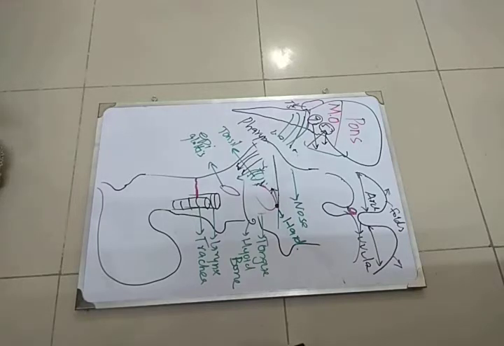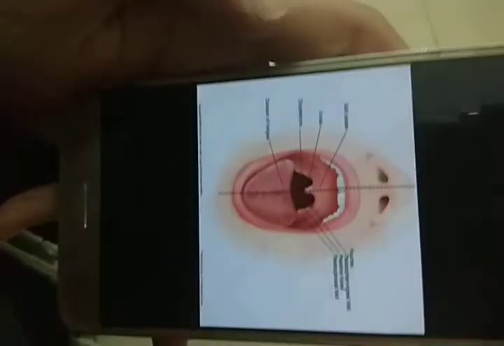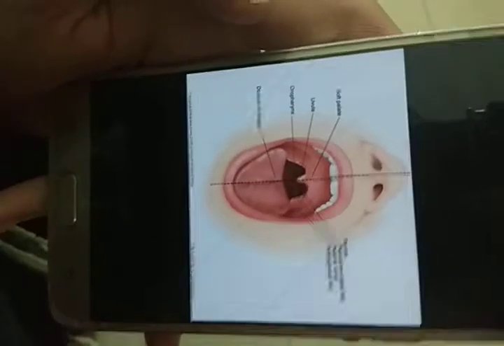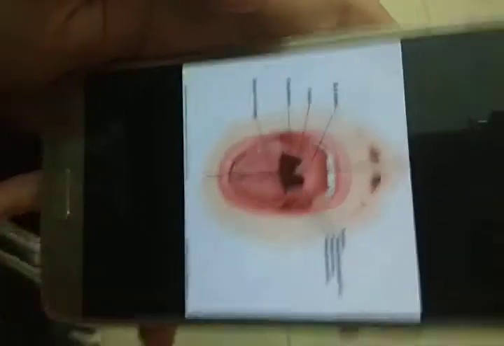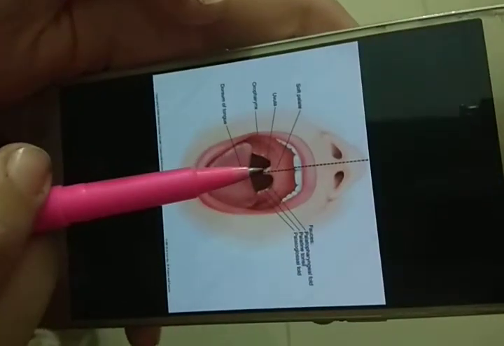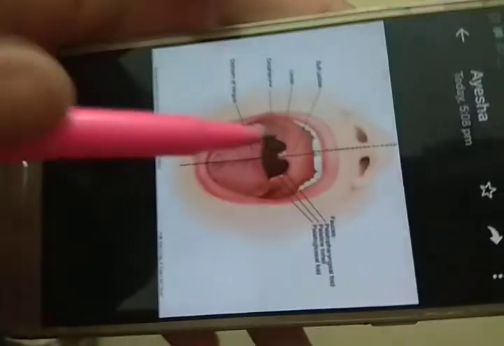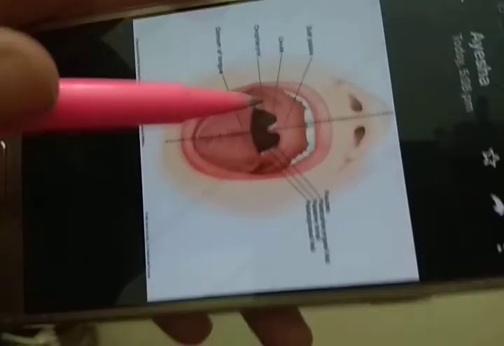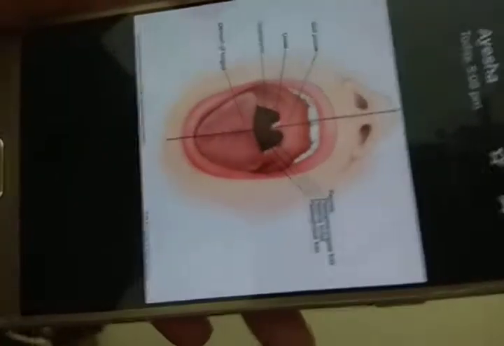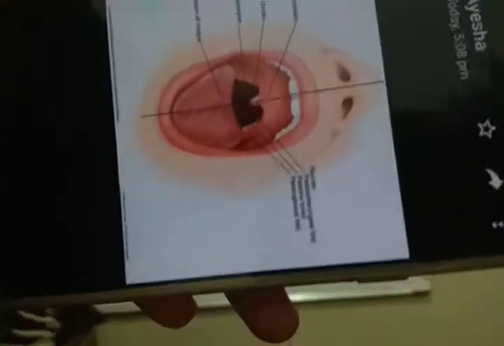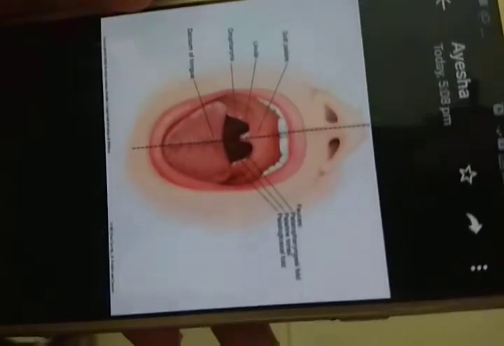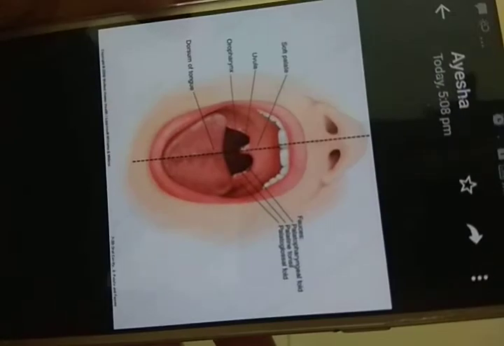These will move medially. As you can see in this image, over here we have the uvula and these are the palatopharyngeal folds. This space is known as the palatopharyngeal arch. So these move medially during swallowing. These palatopharyngeal folds move medially during swallowing.